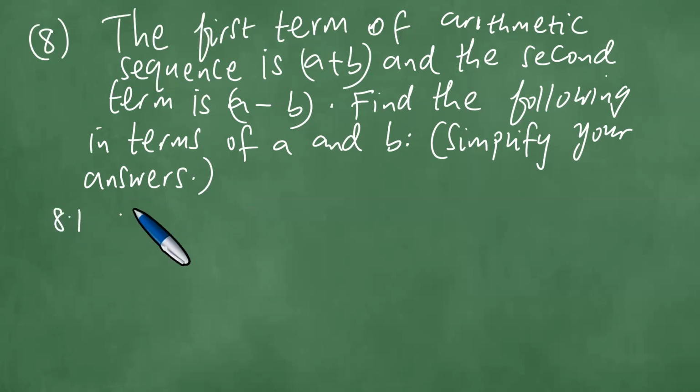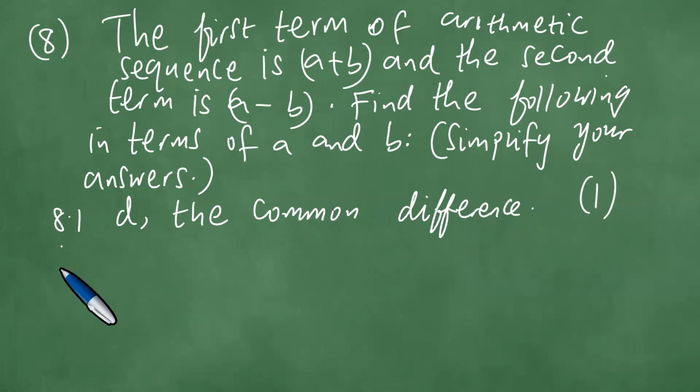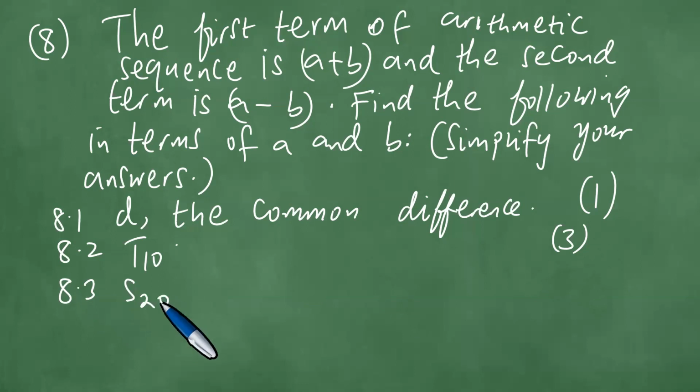In 8.1, d, the common difference. For 1 mark. 8.2, T sub 10, 3 marks. 8.3, S20, 3 marks. Like this. The last one.